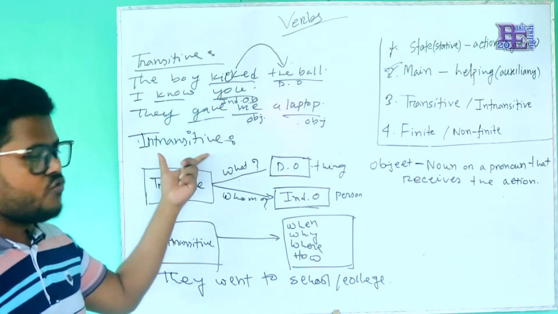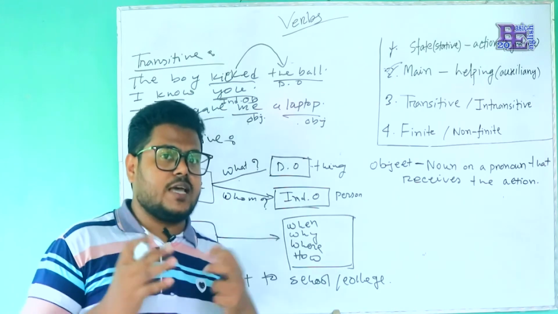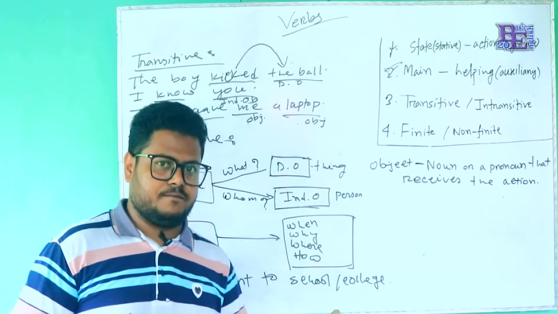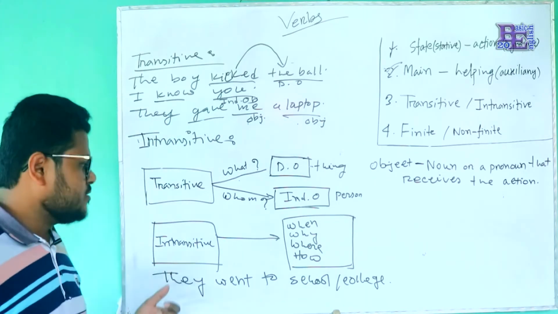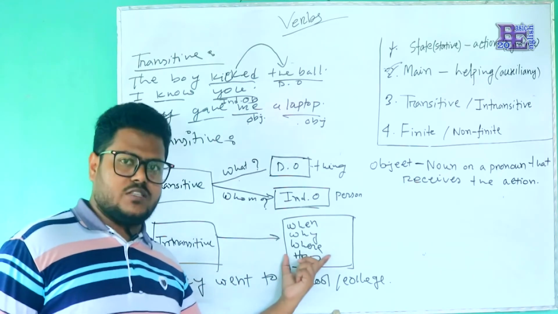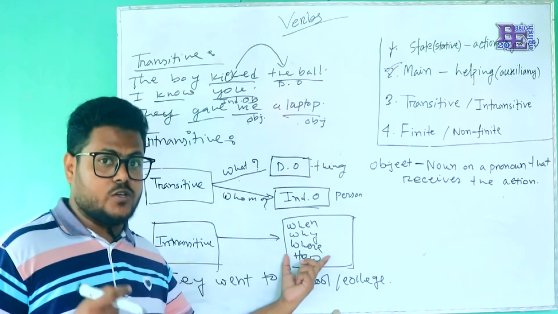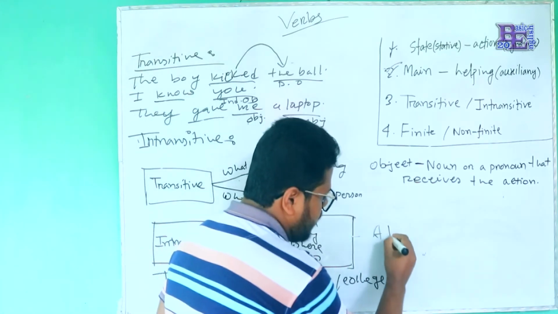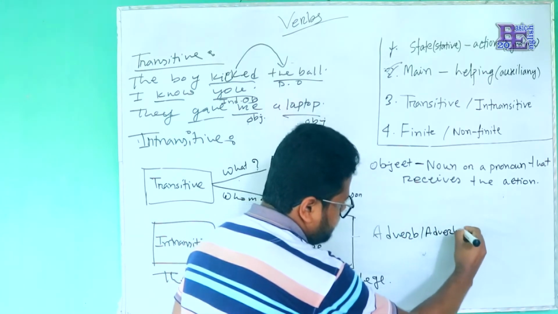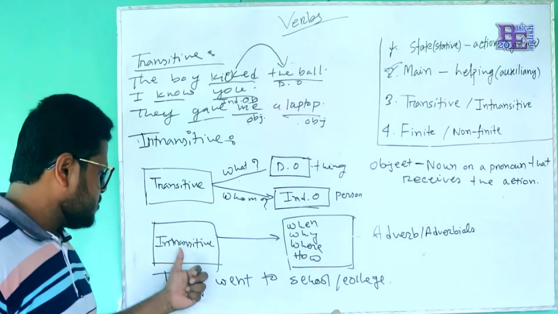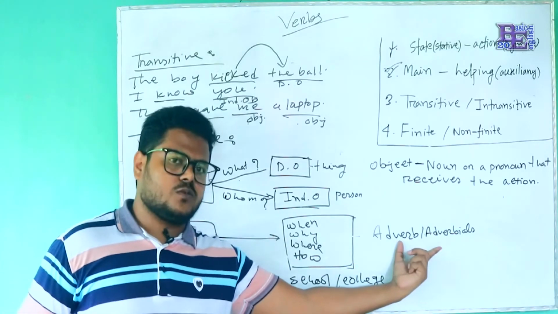Okay, let's move on to the intransitive verb. As I've already told you, an intransitive verb doesn't need an object to complete its meaning. Let's see how we can find an intransitive verb. If you make a question to a verb with these WH words, and the answer must be an adverb or adverbials, then it is an intransitive verb. An intransitive verb will answer the questions of these, and the answer will be an adverb or adverbials.